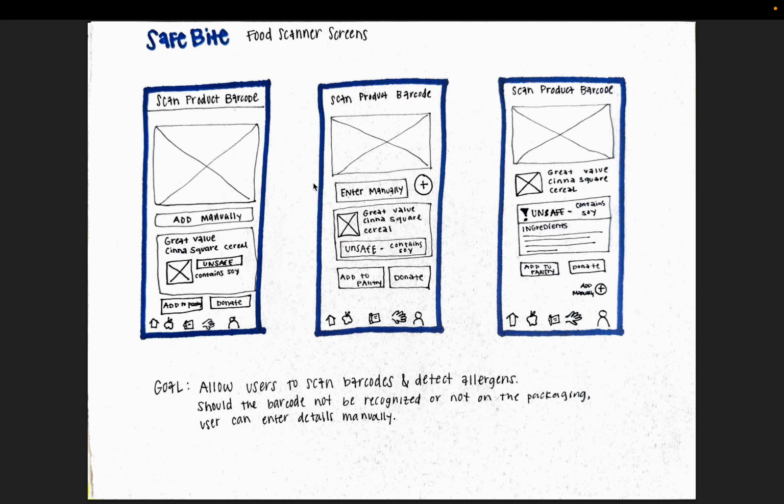The food scanner screen is essentially going to be the barcode area, where it's going to open up your camera. You'll scan the barcode. And if for whatever reason the product doesn't have a barcode on it, or you wanted to enter it manually because it's not being recognized by the barcode, I added the enter manually button.